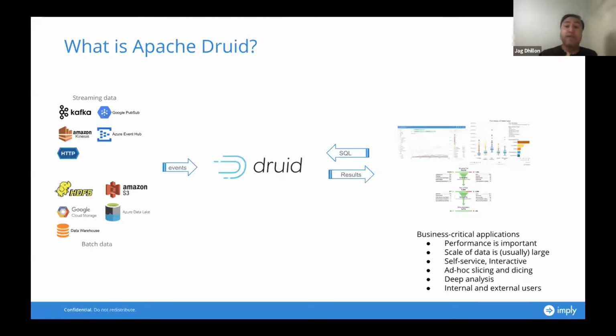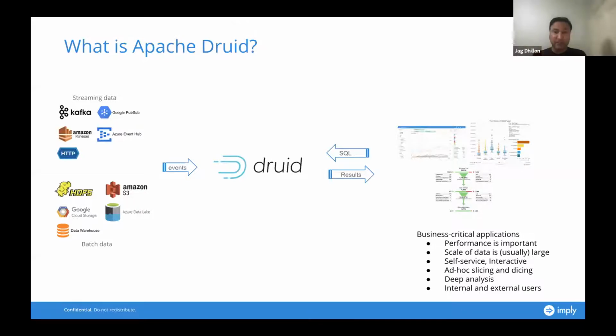And then you can feed that into a user interface, and the user interface will come up with results, which can help you with business applications, right? Business applications where performance is important, where scale is usually large, and most importantly, it has to be self-service.